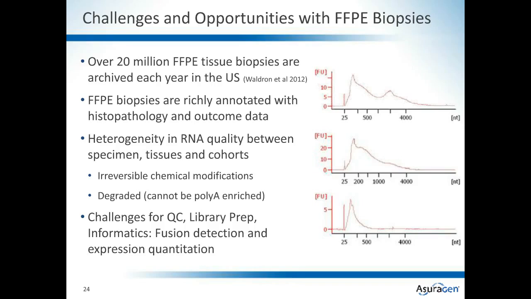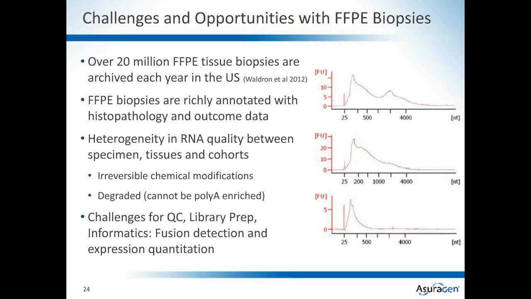The RNA obtained from FFPE samples is heterogeneous in quality, and it is compromised along two principal axes. First, there are irreversible chemical modifications in the RNA, such as deamination and adduct formation. These modifications introduce sequencing errors, and they also reduce the efficiency of certain stages of RNAseq library prep. RNA from FFPE is also degraded and therefore cannot be poly-A enriched for RNAseq library preps. Alternative approaches must be used.